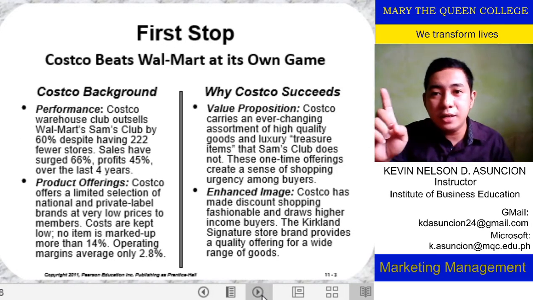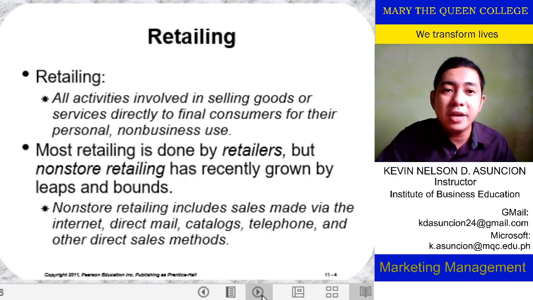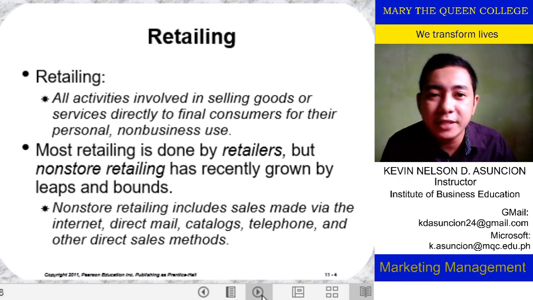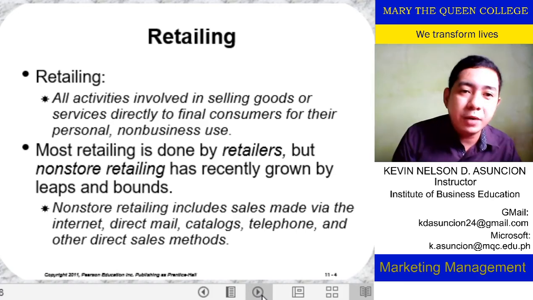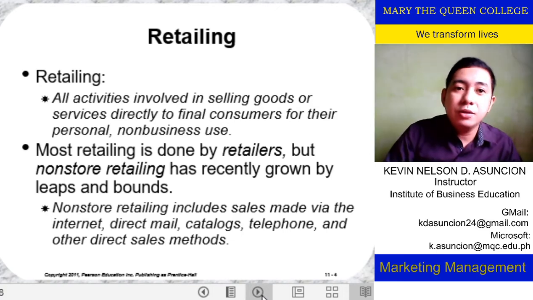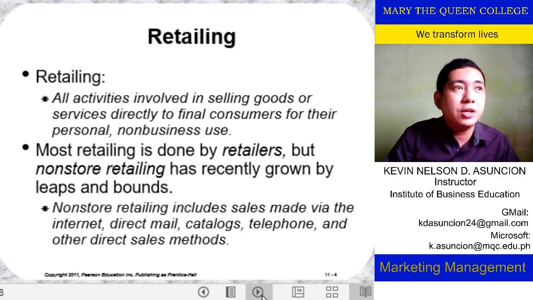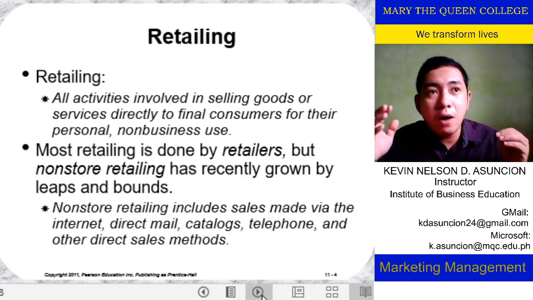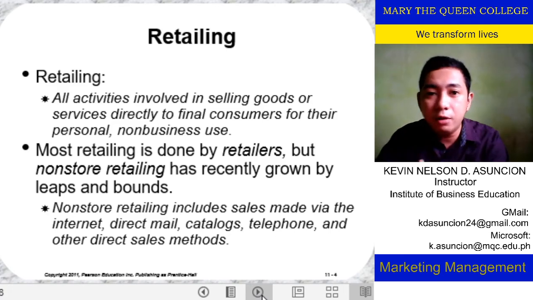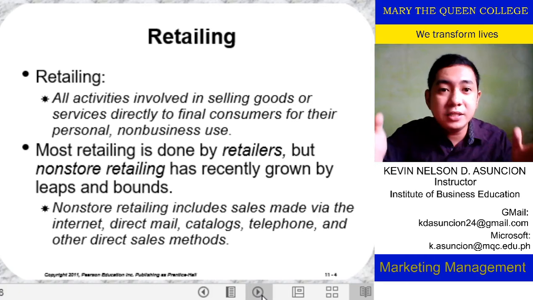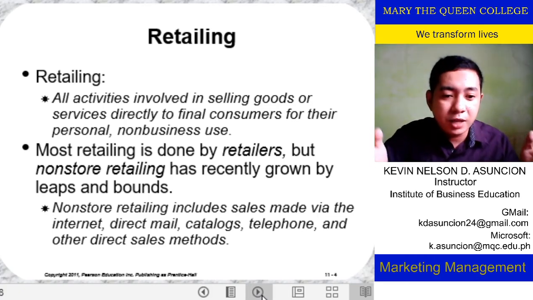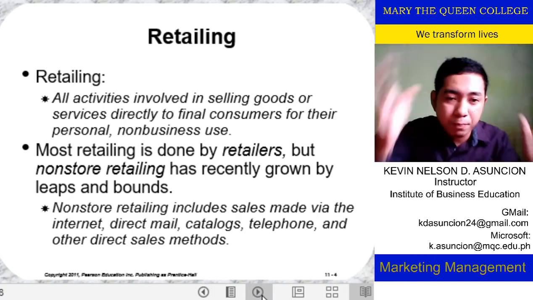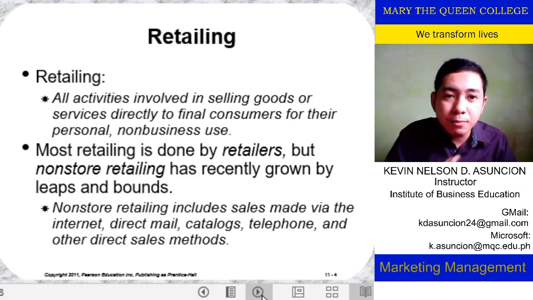First, we need to discuss the meaning of retailing. So what's retailing? Retailing is all activities involved in selling goods or services directly to final consumers for their personal or non-business use. Kumbaga, the question in managing marketing channels is: how can you make things available for final consumption? That's the question in managing marketing channels. So this chapter will be answering some of the major part of that question: how can it be available?